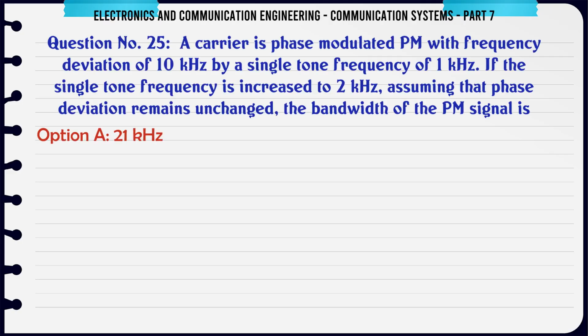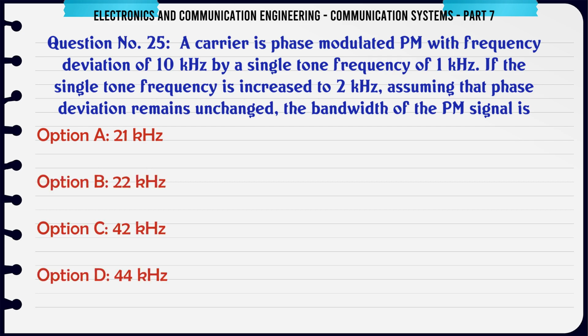A carrier is phase modulated (PM) with frequency deviation of 10 kHz by a single tone frequency of 1 kHz.